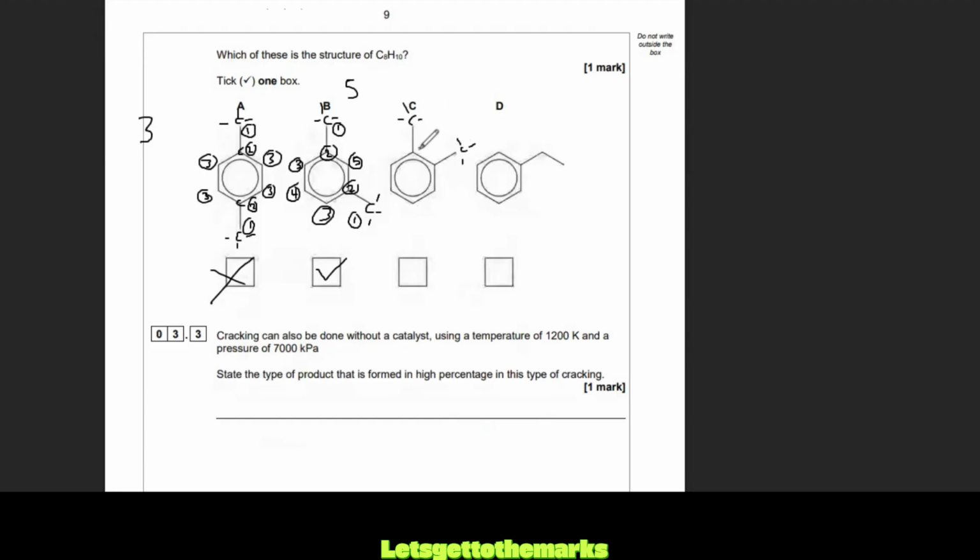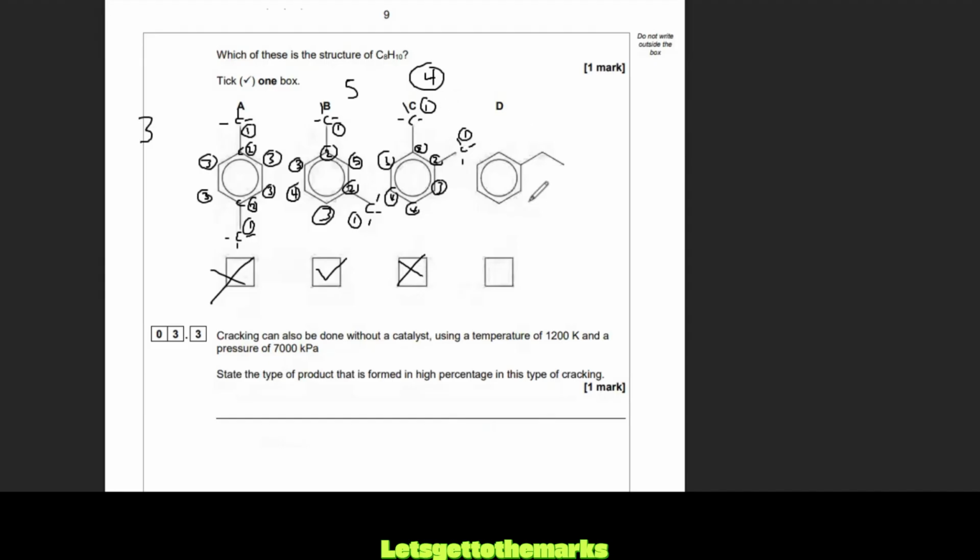So these two are going to be identical, aren't they? That is identical, identical, and these two are identical. So C, as far as I'm aware, 1, 1, 2, 2, 3, 3, 4, 4. I think I've done that right. That has 4 carbon regions, unique peaks.